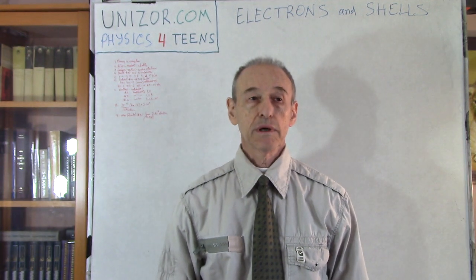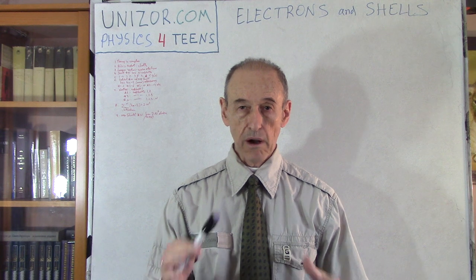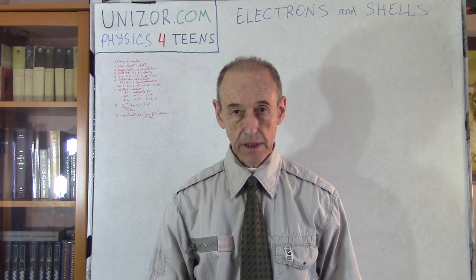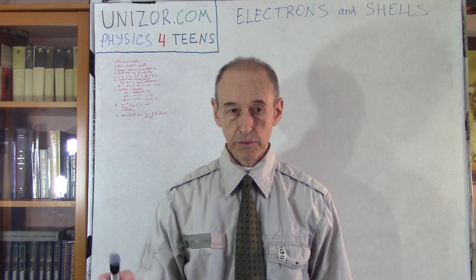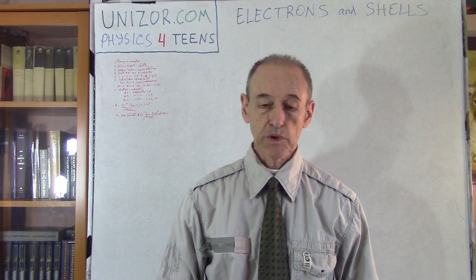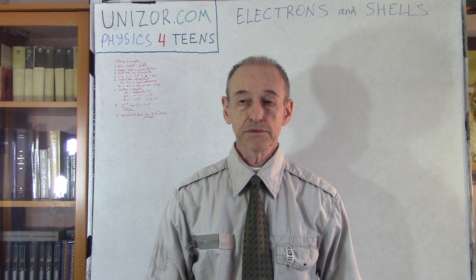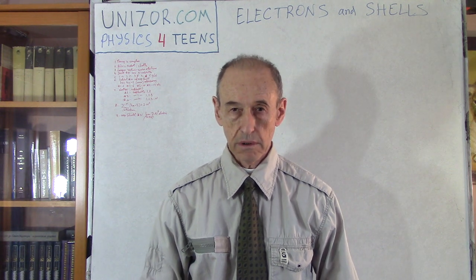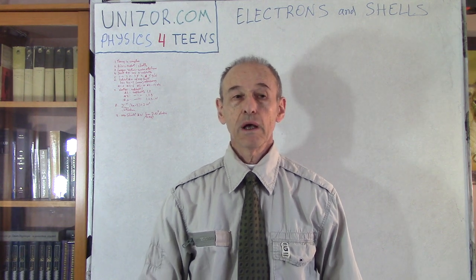Now, first of all, this theory of how electrons are positioned within the atom is really complicated. The quantum theory, which was developed somewhere in the first half of the 20th century, brought a lot of information actually about this inner structure of the atom, especially electrons, their position.